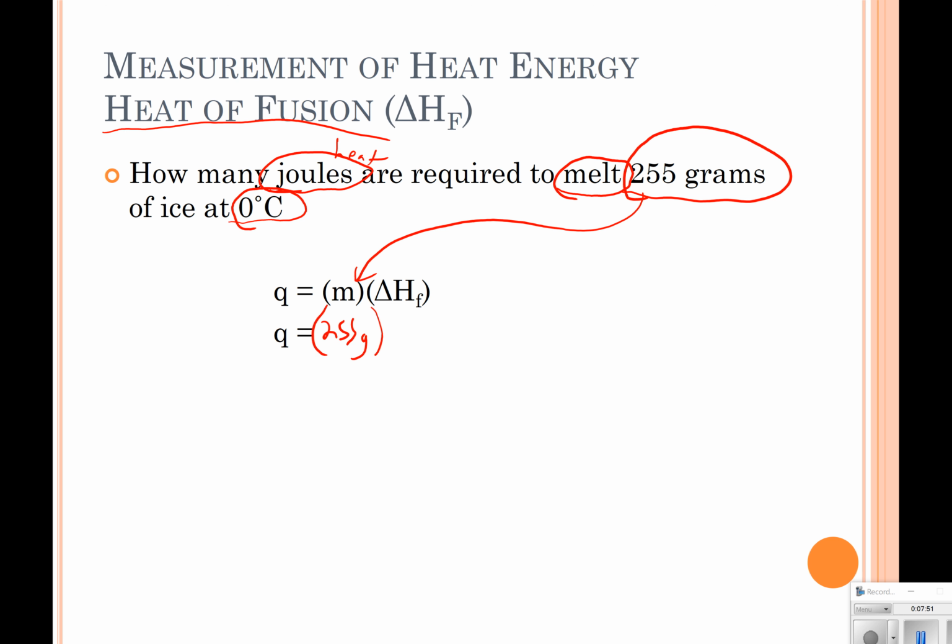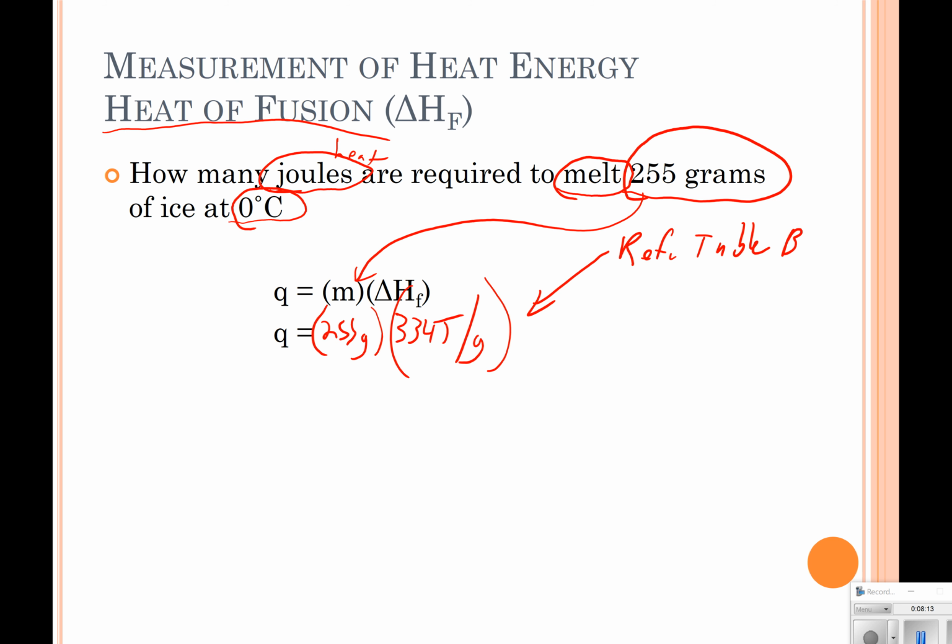So we're going to plug these in. 255 grams of water, and that amount can change. And we have our heat of fusion as 334 joules per gram, and that we get from reference Table B.